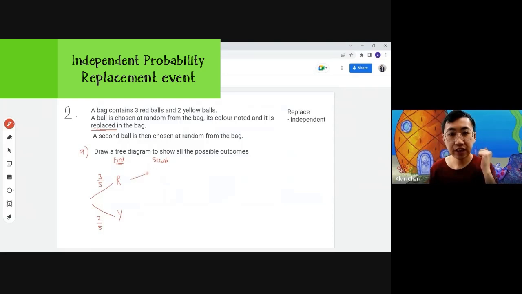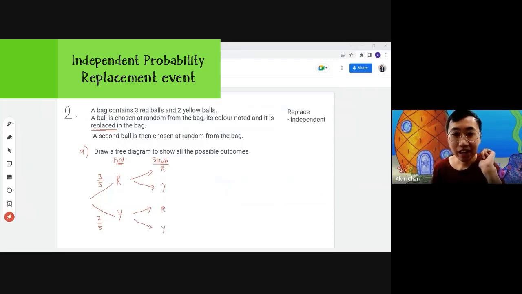And then you have another 2 possibilities, right? Your second trial can have red or yellow, right? This one branches out to R and Y the second time also. This is a replacement kind of question, which means it's independent. How many red balls do you have in the bag the second time? Your chance of getting red the second time is still 3 over 5. Can you see why it is called independent event? It's the same probability the second time. So what is your chance of getting yellow the second time? 2 out of 5.